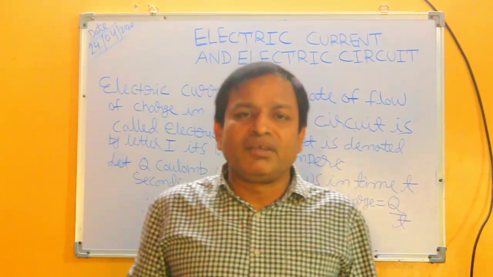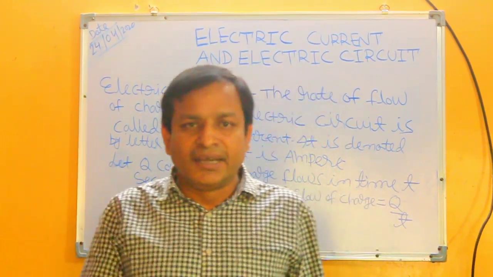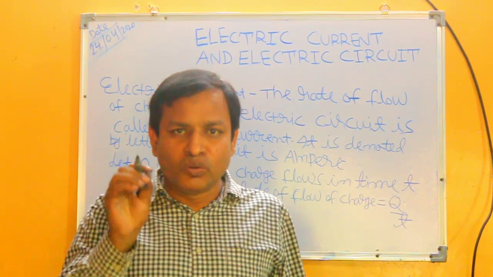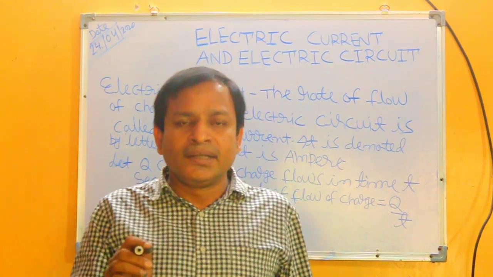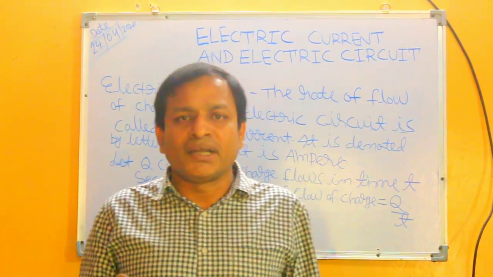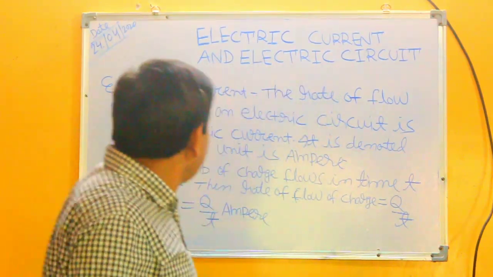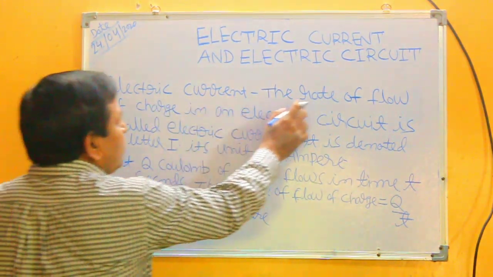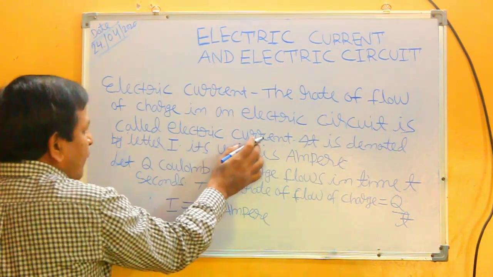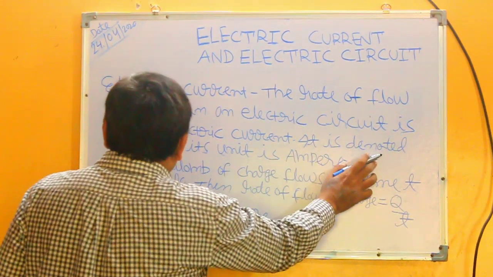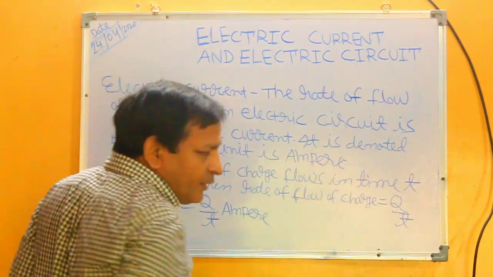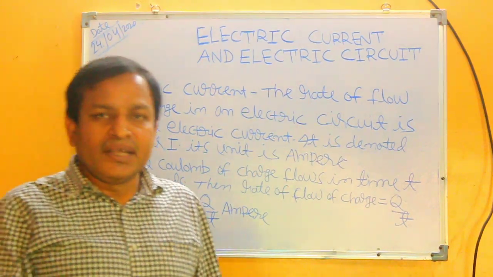Electric current. First, we define electric current. The rate of flow of charge in an electric circuit is known as electric current. It is denoted by letter I. The unit of electric current is ampere. It is the SI unit, ampere.